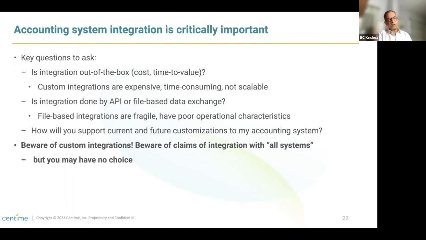But if you're going to do something using a file-based data exchange, which is also relatively common in this marketplace, please understand that it can work, but it can be very fragile. These file-based data exchanges are extremely fragile. They have very poor operational characteristics. And, generally speaking, they can have high failure rates because they're not done well.